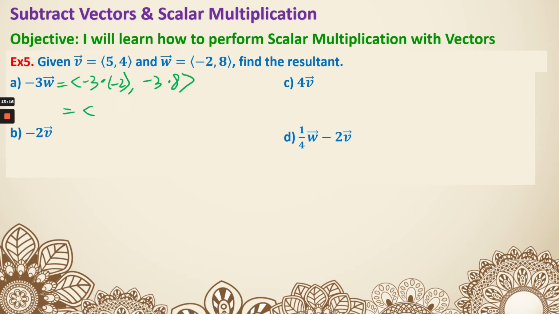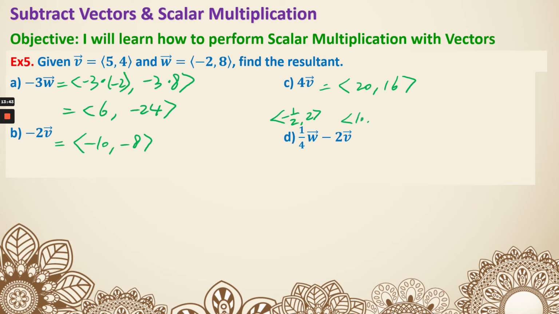That would give me a +6 and a -24. For C, my B is 5, 4, so that is going to be a 20 and a 16. My B is going to be -2 times everything, so -10, -8. And lastly, for D, 1/4 times that, so that is going to give me a -1/2 and a 2. The 2 times V is going to give me a 10 and 8.